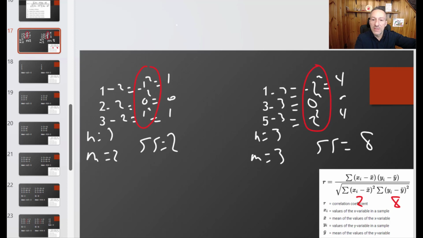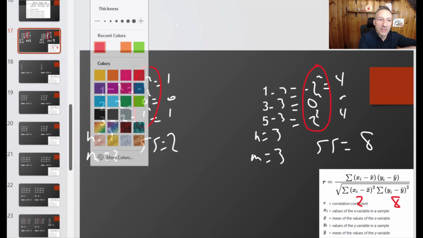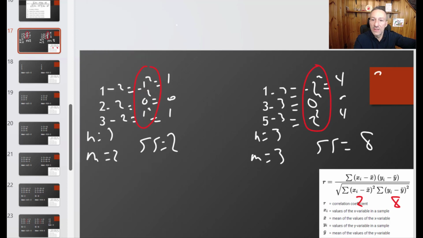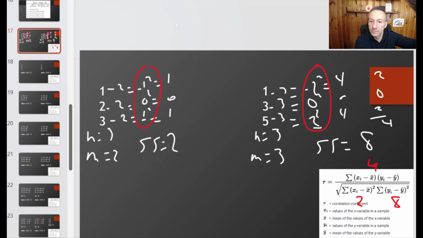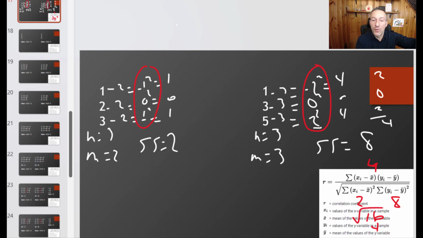So -1 times -2 is 2. I might have to change my color here. 0 times 0 is 0. So I'm looking at this number here and this number here. So 1 times a 2 is a 2. So what we're going to get for this part here, the top part of the formula, is a 4. So we're pretty close. Now we have a 2 and an 8 on the bottom. We need to take those times each other, so we will get a 16. But if you remember, everything was squared, so we need to square root it. So we'll take the square root of 16, and we're going to get a 4. So now we have a 4 on bottom, 4 on top. 4 divided by 4 is 1.